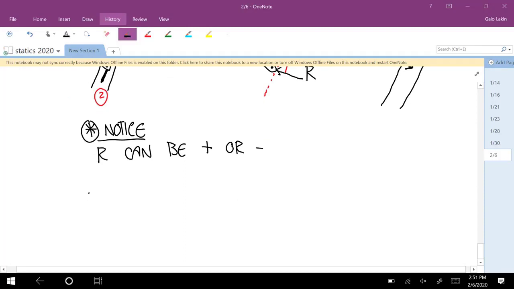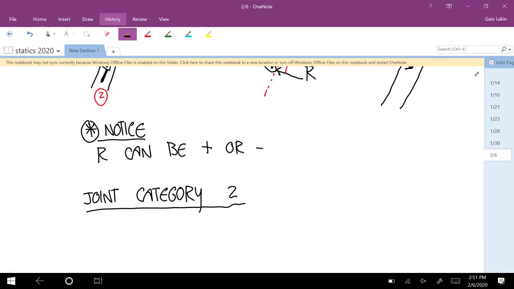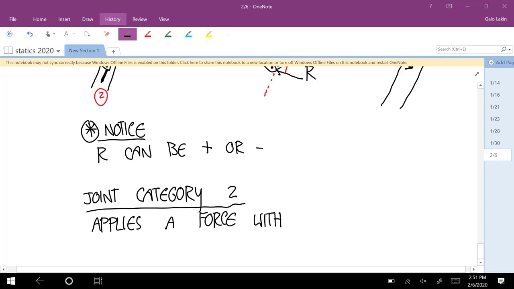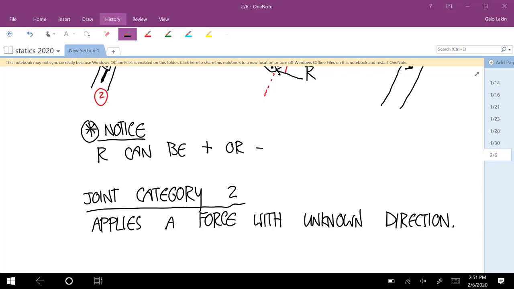Okay, so now we're going on to joint category two. And there are two in this category, and each one applies a force with an unknown direction. So you can think of that as two unknown force components. And so how many variables are introduced into Newton's laws if you have two unknown force components? It introduces two variables.